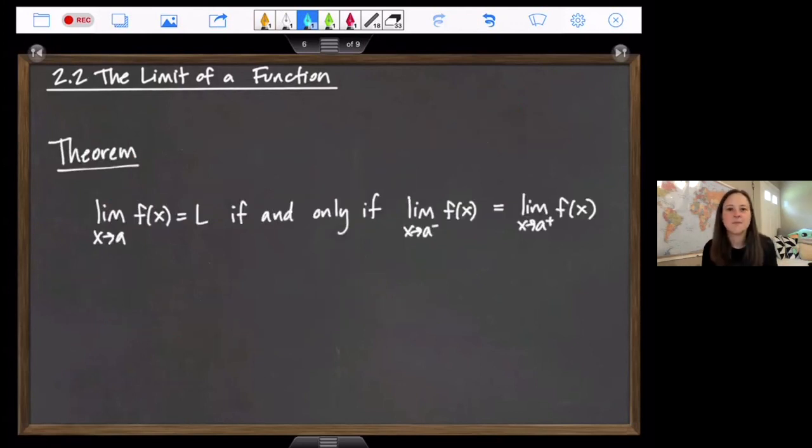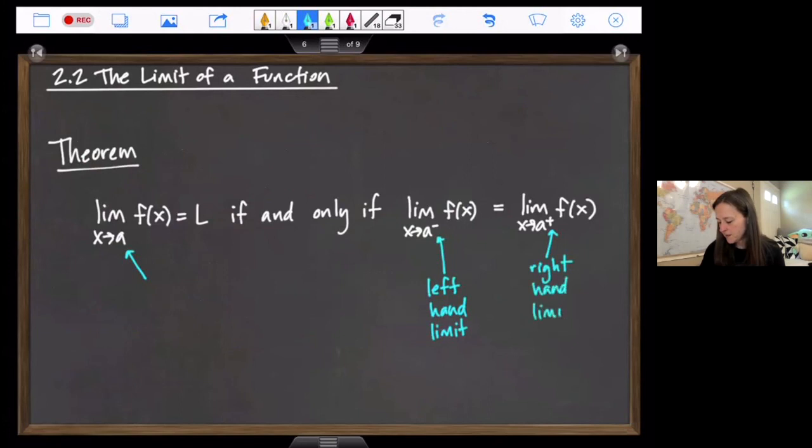All right, and then our theorem here says that the overall limit, if we write x approaches a, not with a plus or a minus superscript, is equal to L if and only if the left-hand limit and the right-hand limit agree. So our left-hand limit and our right-hand limit, those have to agree. Otherwise, we're going to say that the overall limit at x equals a does not exist.